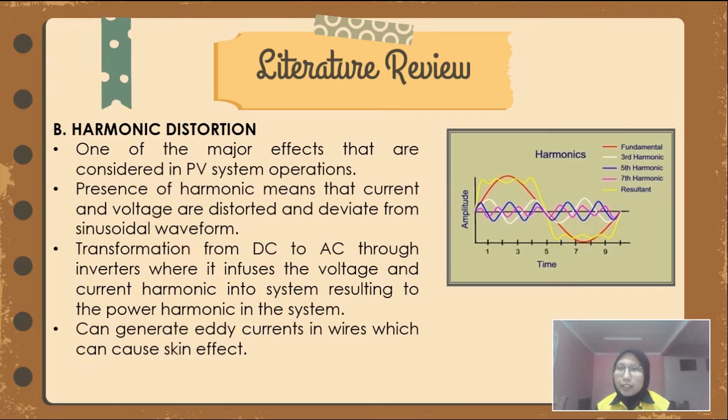Second is the harmonic distortion. It is one of the major effects that are considered in PV system operations. The presence of harmonics means that the current and the voltage are distorted and deviate from the sinusoidal waveform. The transformation from DC to AC through inverters infuses voltage and current harmonics into the system, resulting in power harmonics in the system. So it can generate eddy current in wires which can cause skin effect. The figure shows an example of a harmonic waveform.